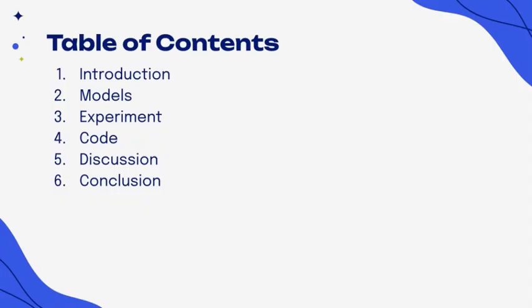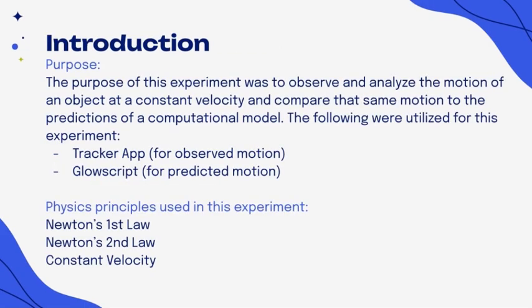In this report, I will go over an introduction, models, the experiment, the code for the experiment, a discussion, and a conclusion. To start, the purpose of this experiment was to observe the motion of an object at constant velocity with a net force of 0, and compare that motion to the predictions of a computational model.